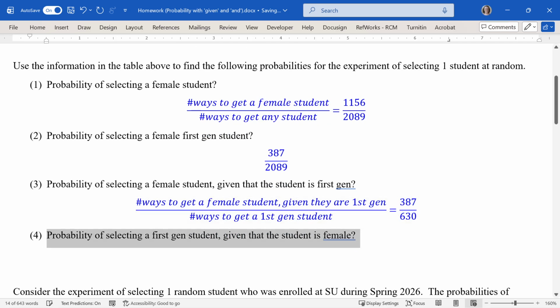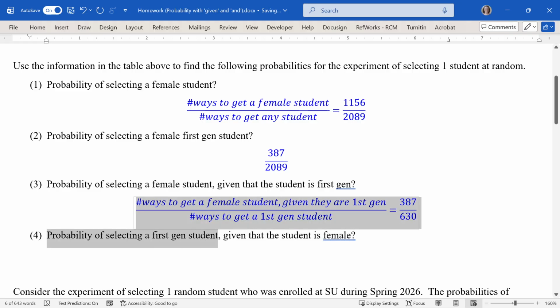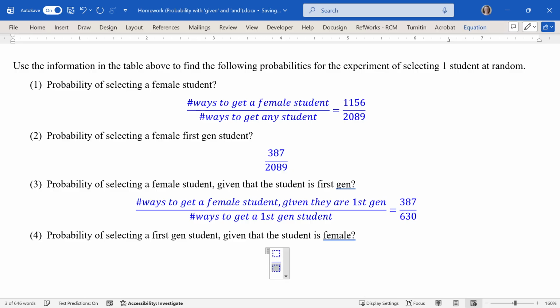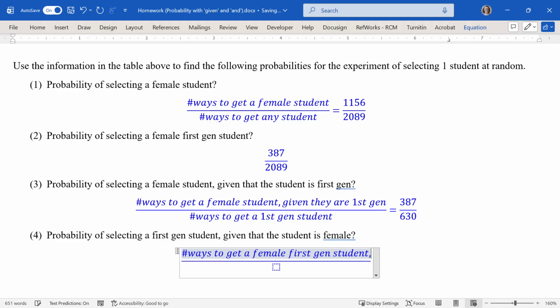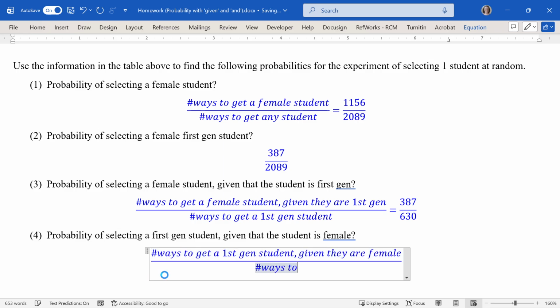Now the other way around, probability of selecting a first gen student given that they are female. So now the pool that we're selecting out of is the female students, and we're going to see how many out of that pool are first gen. So here the fraction that we want is number of ways to get a first gen student given they are female. Well, wait a minute, let me write this the other way around. Number of ways to get a first gen student given they are female. And on the bottom, number of ways to get a female student.